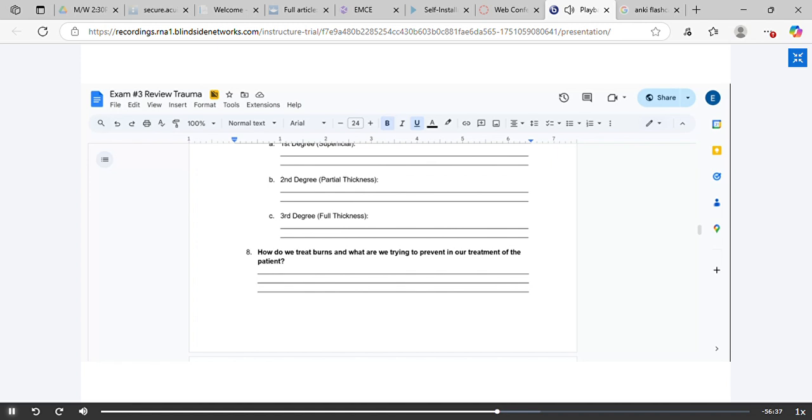So if it's a small area, less than 10%, first, second degree, I can use moist dressings. If it's a larger area, more than 10%, and third degree, then I use dry dressings. Okay. I want to avoid hypothermia.